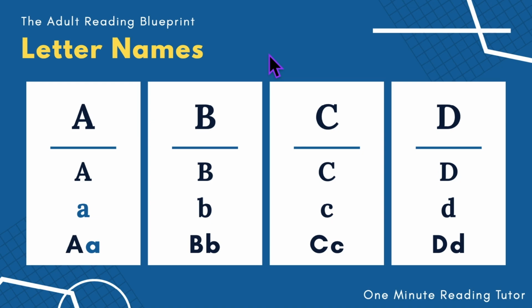Let's make sure you know the names of the letters. A, capital A, lowercase a, A. Usually in a book, A will look like this. When people write it by hand, it usually looks like this.